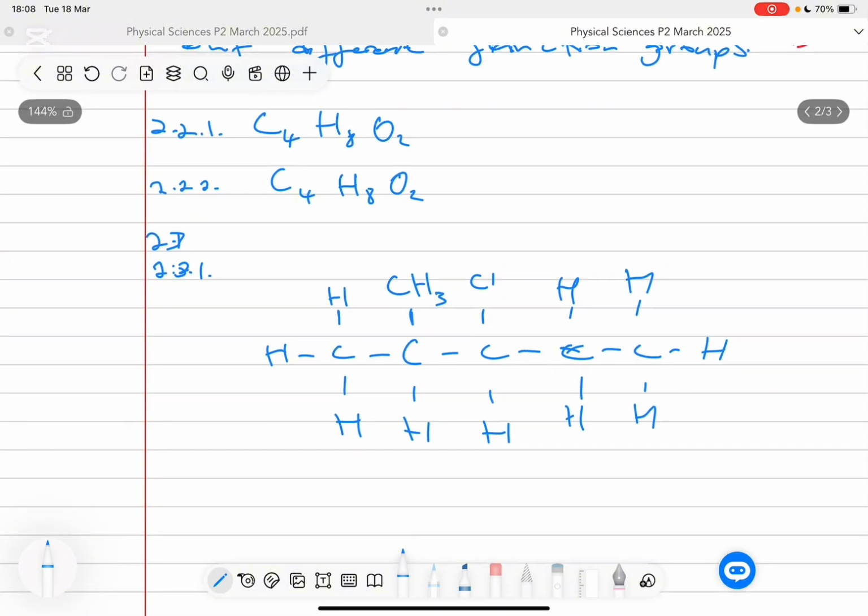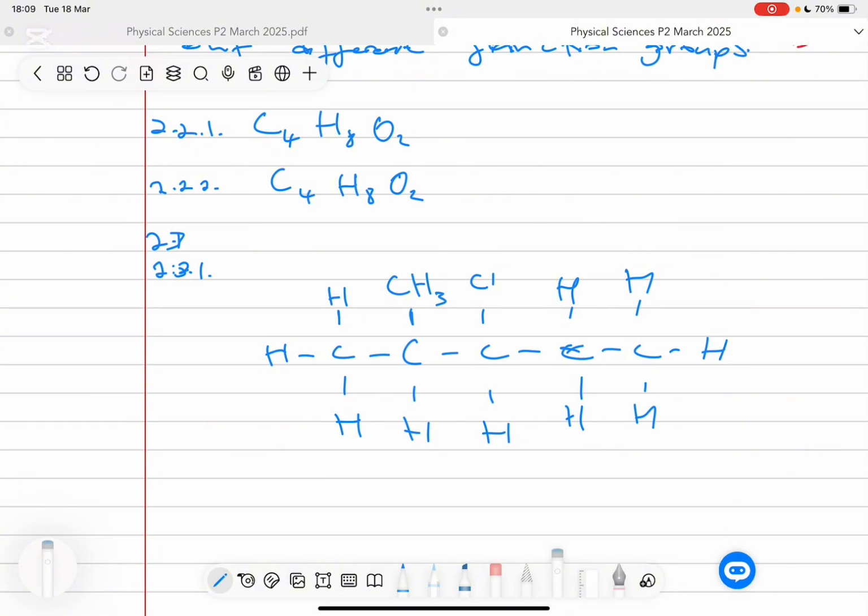But on top of that, there are other structures that you can draw where maybe you start counting from this side to say 1, 2, 3, and that means the chlorine will be here. But now when you say 1, 2, our alkyl group will be here on carbon 2 if we count from this side. Those are 2 other ways that will also be accepted if you draw it that way.